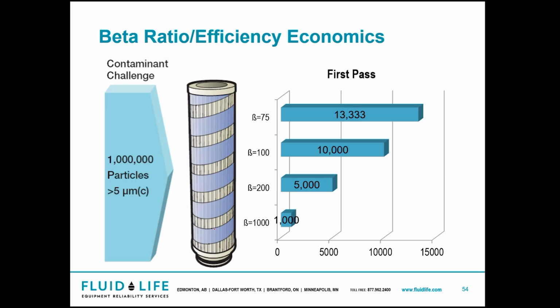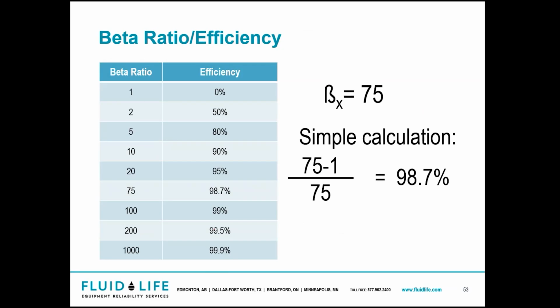So look at something like this, right? We have 1 million particles that are 5 micron or bigger, and we have a beta 75 all the way up to a beta 1000. And you can see the difference here, right? A 75 to a 1000, it's a seemingly minor difference of only 1.2%.